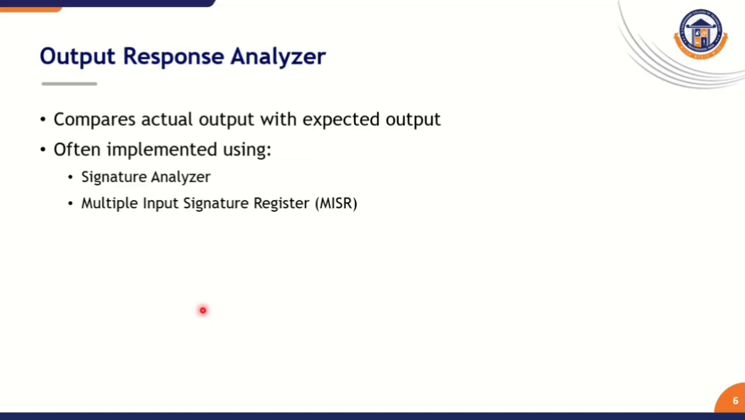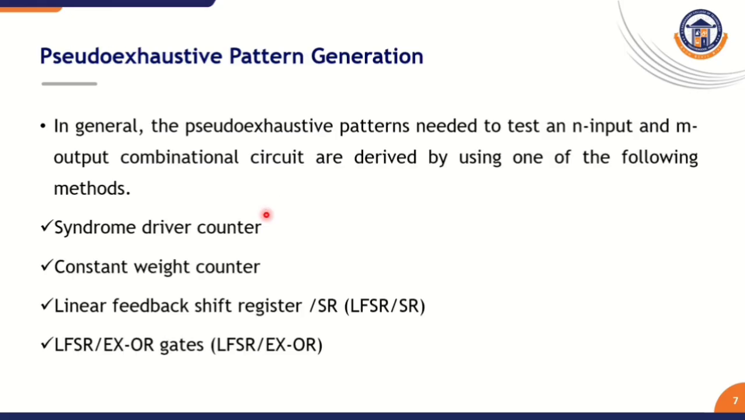The next important block is the output response analyzer. This block compares the actual output response of the circuit with the expected output. Since storing all expected responses is impractical, compaction techniques are used. The common implementations include signature analyzer and multiple input signature register, or MISR. These techniques compress output data into a signature which is used to determine pass or fail.